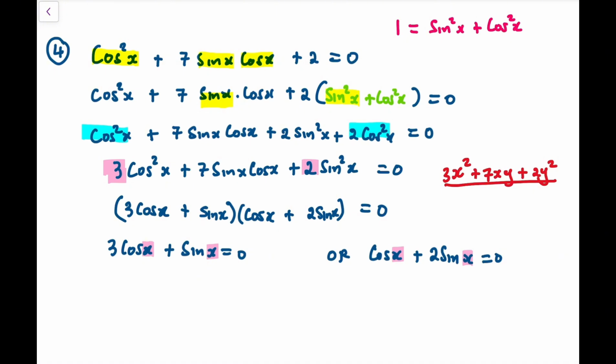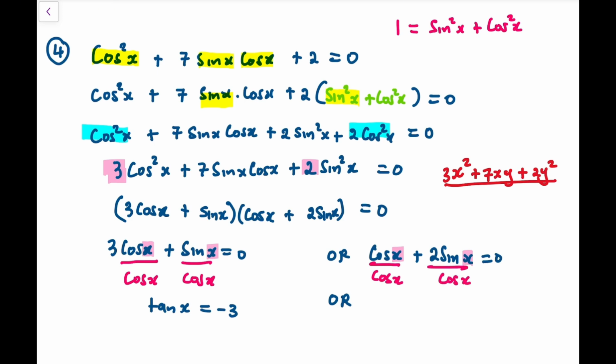So if I divide the first one by cos x, you are going to have cos x over cos x is 1. So sine x over cos x is tan x. So you are going to have tan x is equal to, you transpose 3, so is equal to negative 3. Or if you divide by cos x throughout here, you divide by cos x, even here, you divide by cos x.